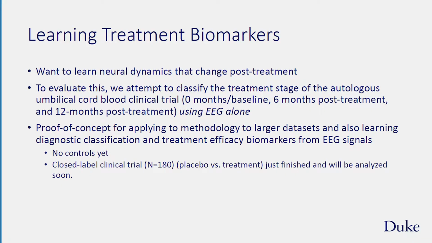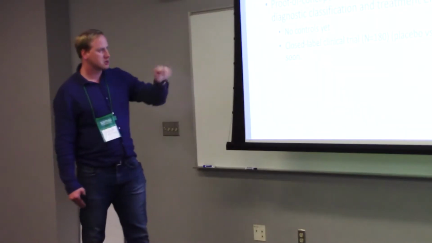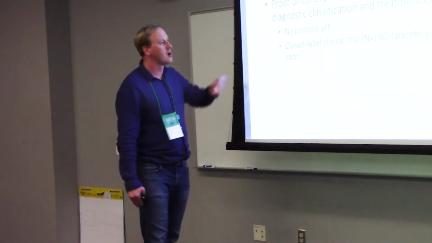What we're doing is trying to learn neurodynamics that change post-treatment. I was talking about applying this to a clinical trial. If we want to track the neural changes over time, we're going to use a surrogate task where we look at baseline, so pre-treatment, 6 months post-treatment, and 12 months post-treatment, and try to predict exactly which treatment stage we're looking at. So this is actually a 3-class classification rather than a 2-class classification. We're going to try to predict which one of these 3 it is.